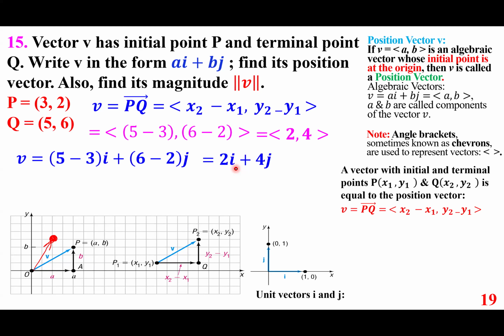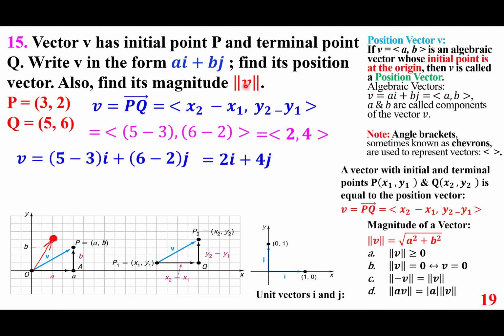All right. The next thing we want to come up with is the magnitude. So what is the magnitude, everybody? The magnitude of the vector is the square root of a squared plus b squared. The magnitude is always non-negative. Can it be zero? A zero vector, of course. If the magnitude is zero, the vector is a zero vector. And the magnitudes of two vectors that are opposite, minus v and v, are identical. And if you multiply by a, you can take the a out as an absolute value.